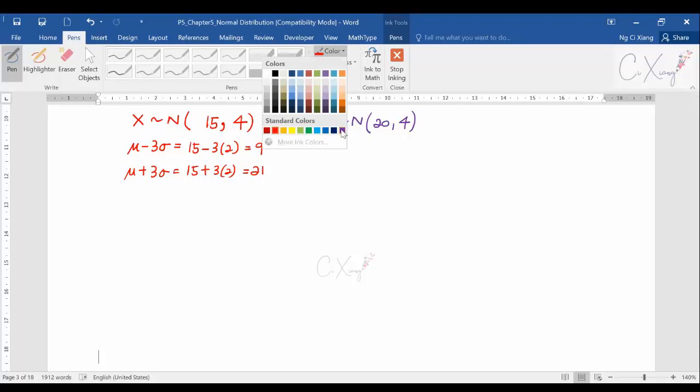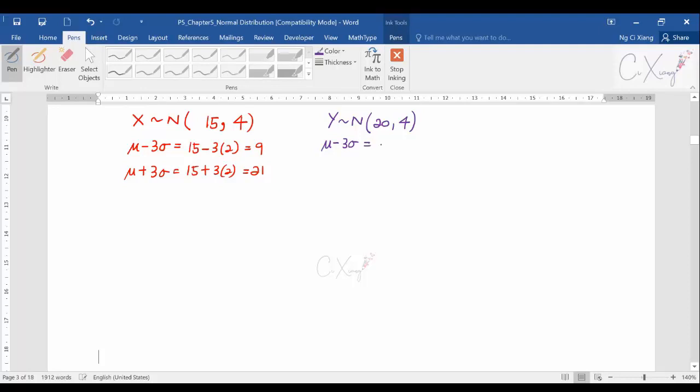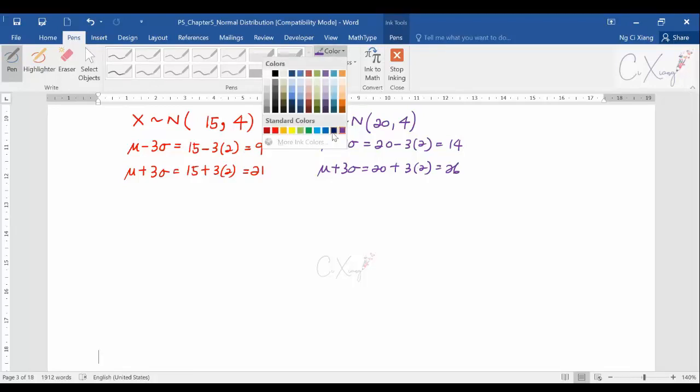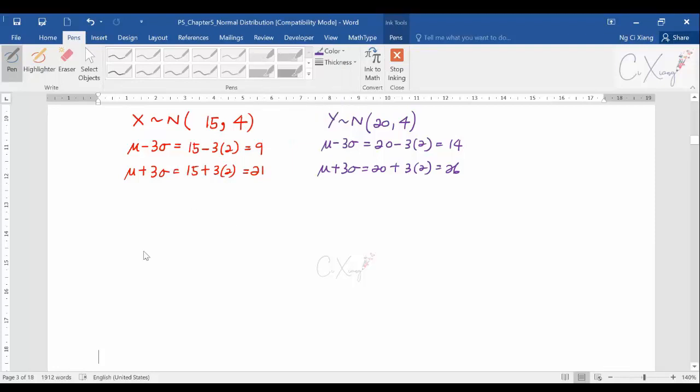Okay, the same thing happens for Y. For mu minus 3 sigma, you're having 20 minus 3 times 2, so you're having 14. And then mu plus 3 sigma, what do you have? 20 plus 3 times 2, so you should have 26. Okay, so all this tells you roughly where your graph starts and where your graph ends when you want to draw these two graphs on the same scale. So my graph starts at around 9 and ends at around 26.